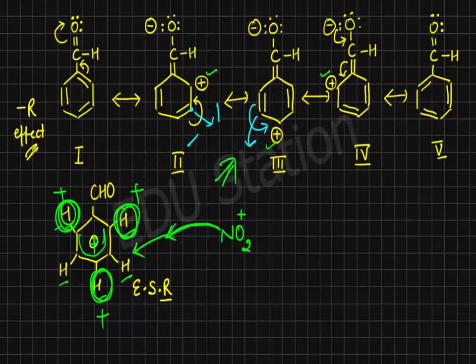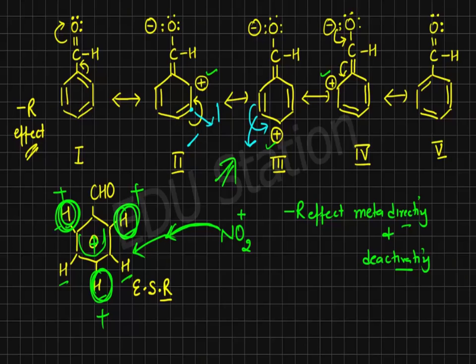So, if you force NO2 plus, it will attack at meta position. So, what we infer from this, groups showing minus R effect are meta directing and deactivating. Why do we call them deactivating? Because their positive charge makes sure that the electrophile is repelled, so the reaction is less likely to happen.